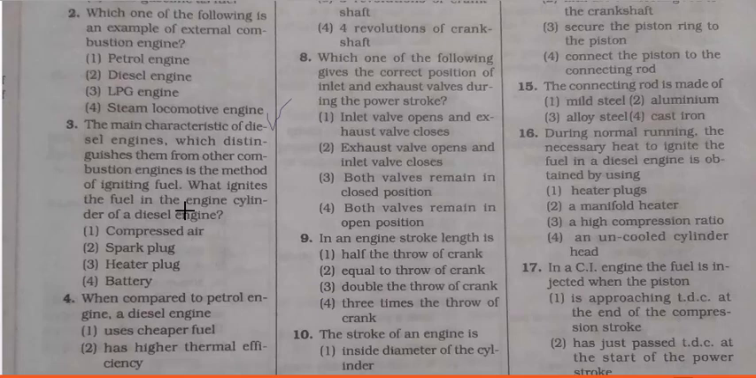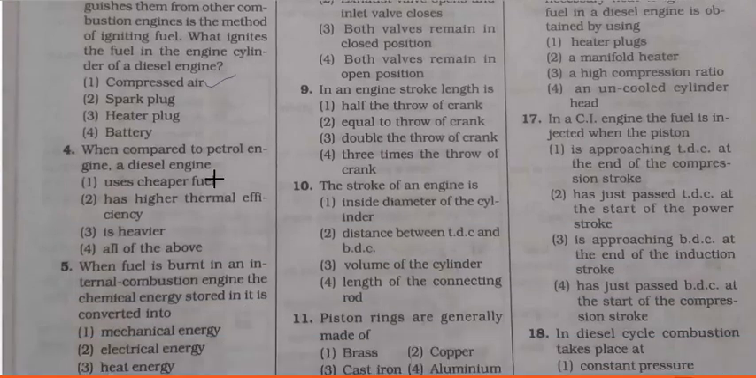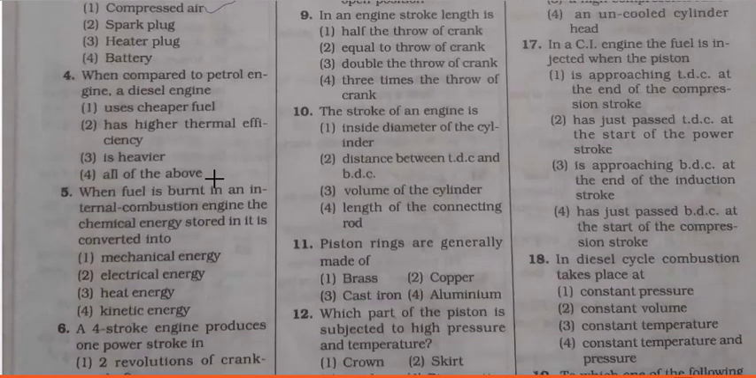The main characteristic of diesel engines which distinguishes them from other combustion engines is the method of igniting fuel. What ignites the fuel in the engine cylinder of a diesel engine? Compressed air. When compared to a petrol engine, a diesel engine: all the above.